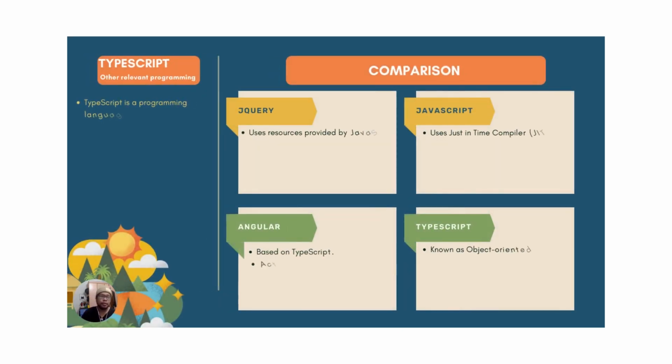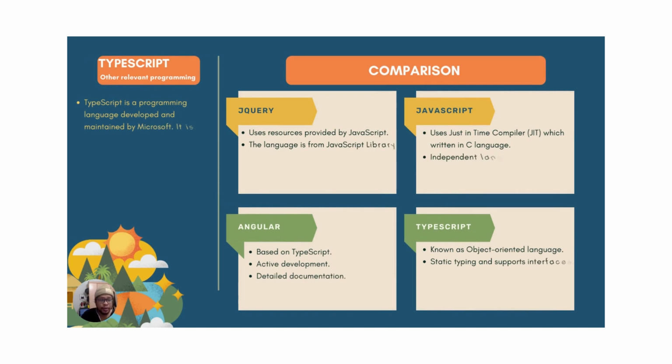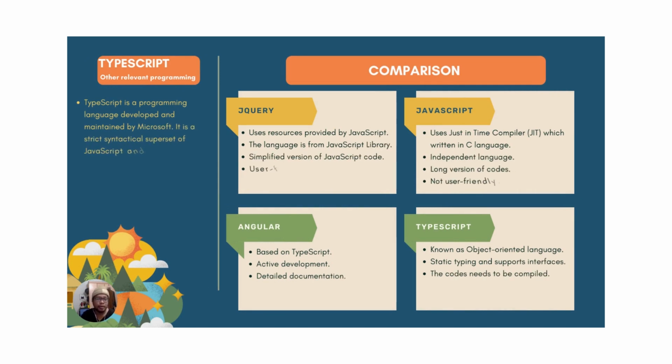And the last slide is TypeScript. TypeScript can be declared as other relevant programming. TypeScript is a programming language developed and maintained by Microsoft. It is a strict syntactical superset of JavaScript and adds optional static typing to the language. TypeScript is designed for the development of large applications, just like JavaScript. So there are four types of script, for example, jQuery, JavaScript, Angular, and TypeScript.